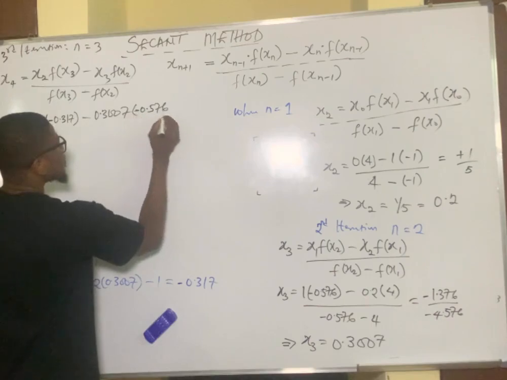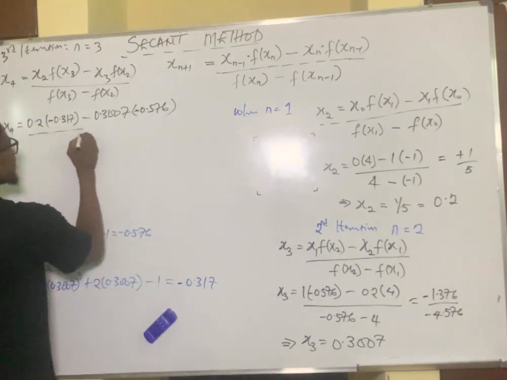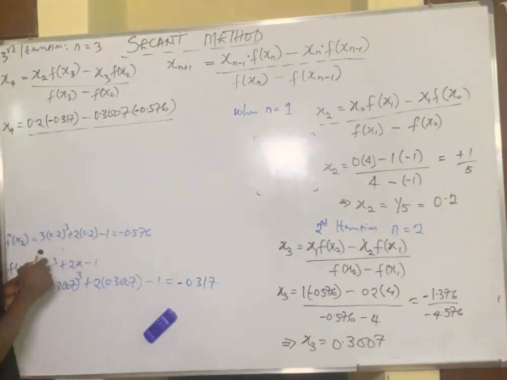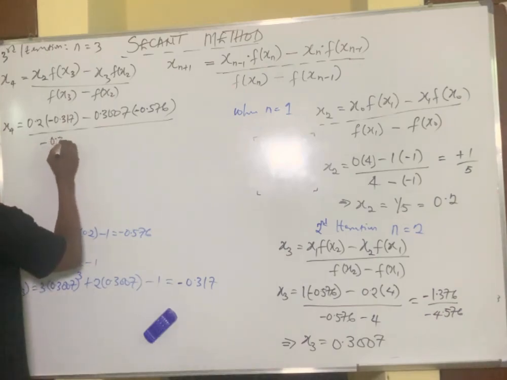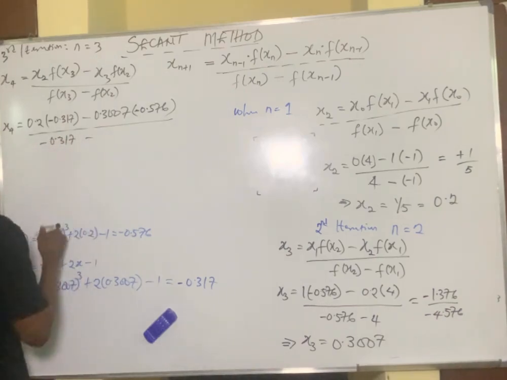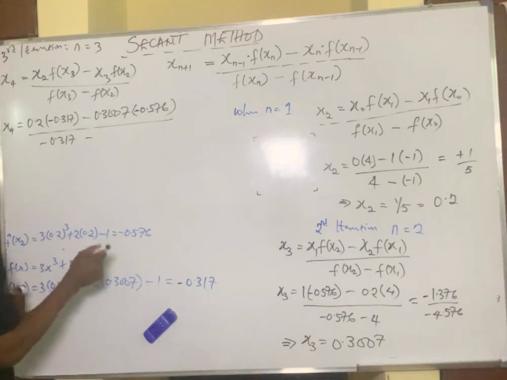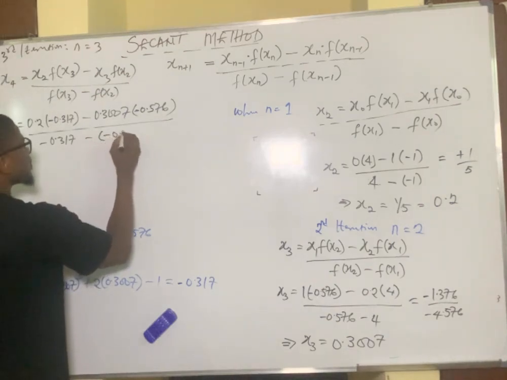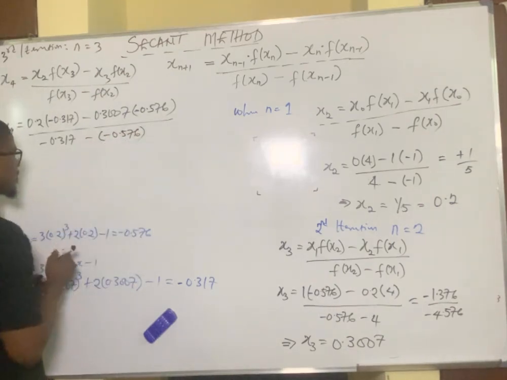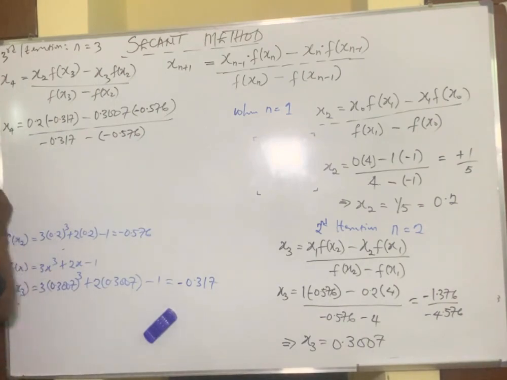0.576. Okay, the whole of this divides by f of x3. F of x3 gave us here negative 0.317, negative 0.317 minus f of x2. F of x2 gave us negative 0.576, negative 0.576, and you have this. So this means x4 is going to be equal to, let's evaluate everything at the numerator.